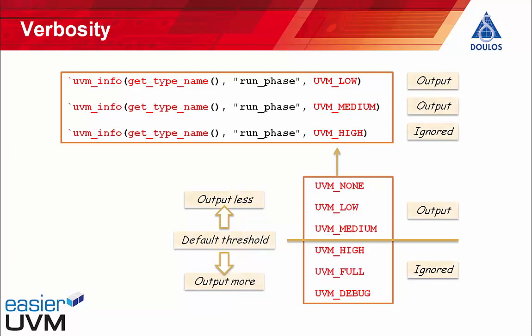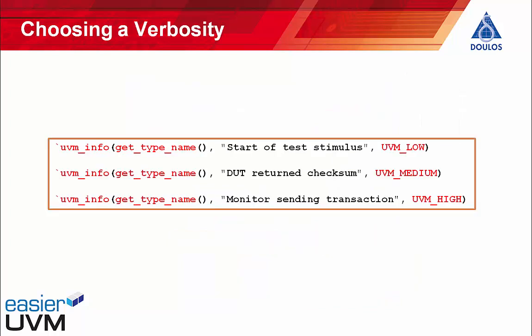The choice of verbosity level is actually quite important if things are not to get out of hand. So the Easier UVM coding guidelines make some recommendations as to what is a good verbosity level to choose. The default UVM medium is a good default for info messages, and it's also a good level to choose for any messages that are related to the behaviour of the design under test. So here we've got an info message saying that the DUT returned a checksum. UVM medium would be a good choice for messages related to debugging the DUT.